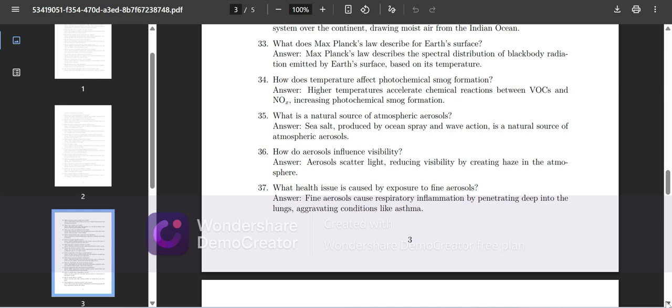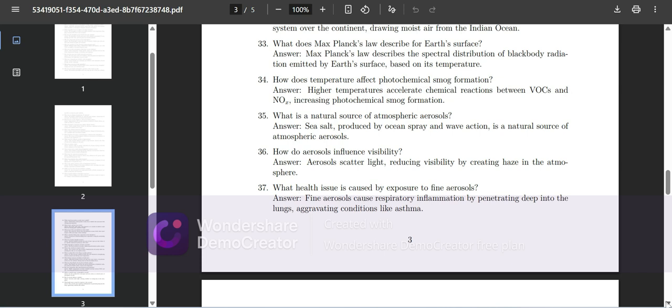How does temperature affect photochemical smog formation? Higher temperatures accelerate chemical reactions between volatile organic compounds and nitrogen oxides, increasing photochemical smog formation.